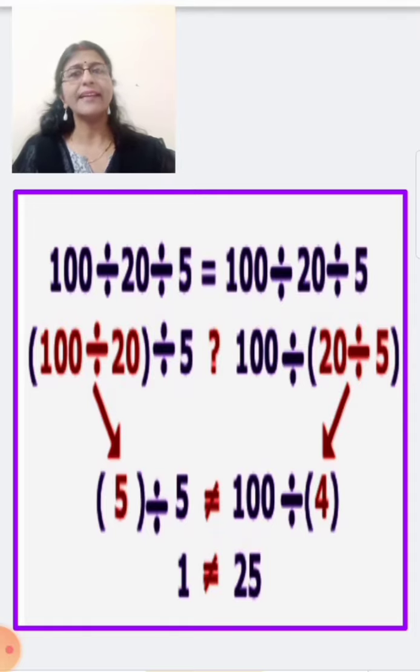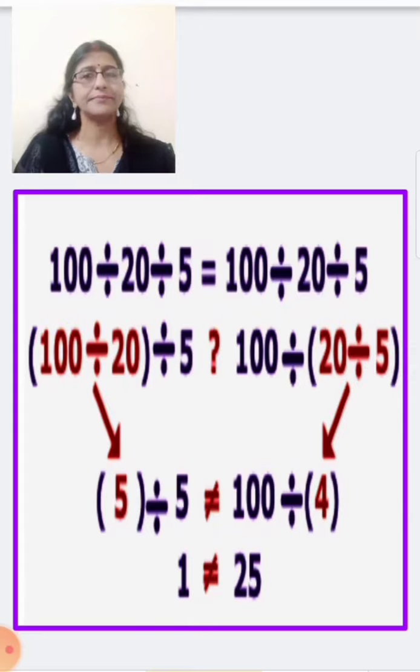(100 ÷ 20) ÷ 5 is compared with 100 ÷ (20 ÷ 5). Now you can group them in different order. On the first side you can see 100 and 20 are grouped together and divided first. And on the other side, 20 is first divided by 5, and then 100 is divided by the quotient 4.